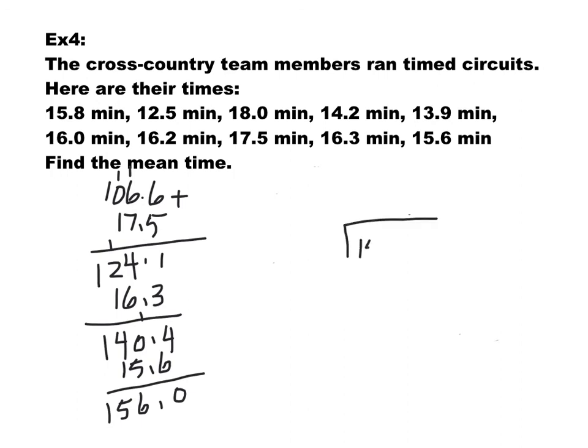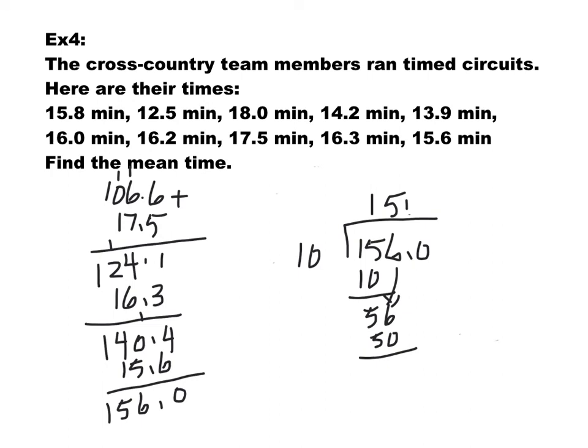So we divide 156.0 by 10. Again, we put the decimal here. We are going to divide 15 by 10. The answer is 1. 1 times 10 is 10. So we get 5. Now we move 6 down. 56 divided by 10 is 5. We get 50.